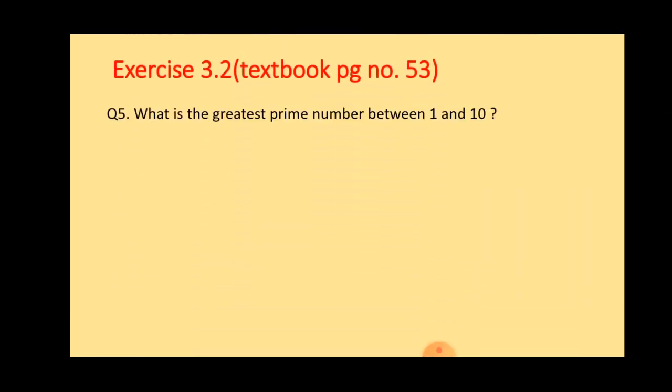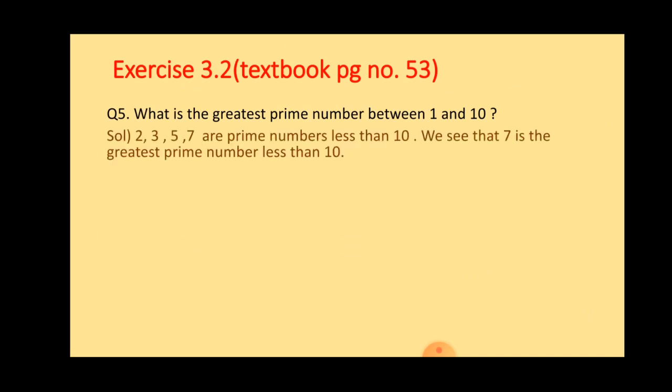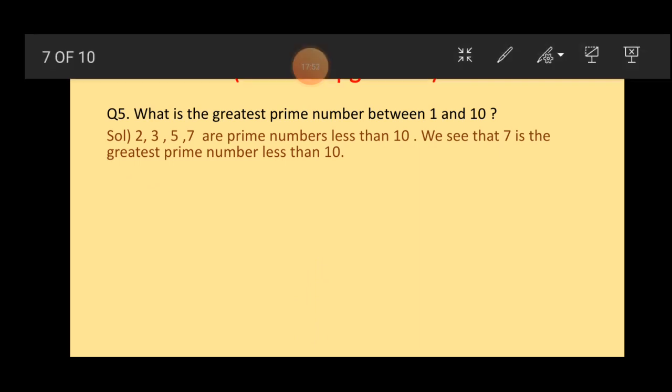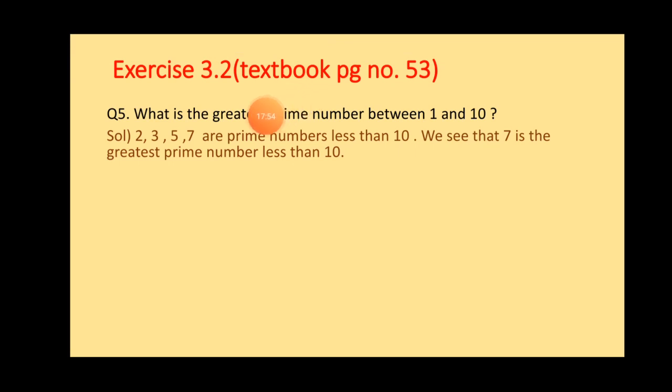Now let's come to question number 5. Your question is, what is the greatest prime number between 1 and 10? So our solution will be: the prime numbers between 1 and 10 are 2, 3, 5 and 7. As such, they all have only two factors, that is 1 and the number itself. Then among these numbers, we have to find which one is the greatest prime number. So you can see that 7 is the greatest prime number that is less than 10.